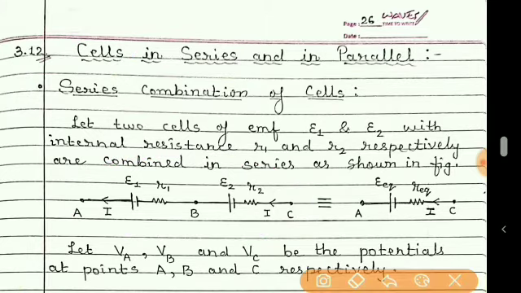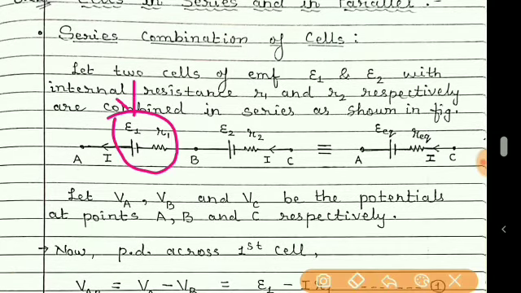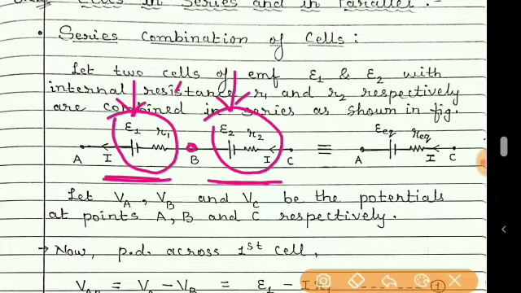Now first one is about the series combination of cells. Students, you can see there are two cells, epsilon 1 and the second cell epsilon 2. They are connected in series at point B. This R1 and R2 are the internal resistances of the cells.